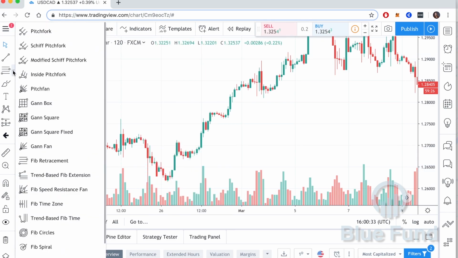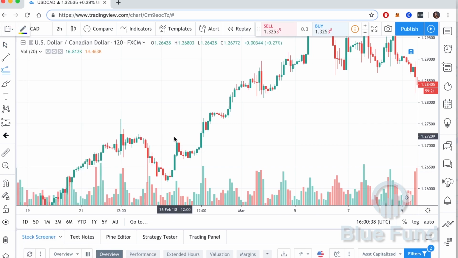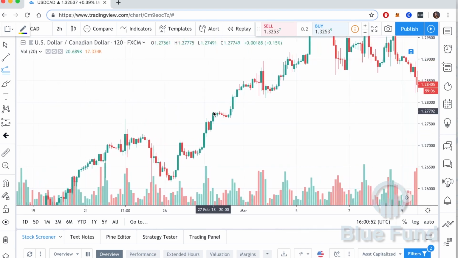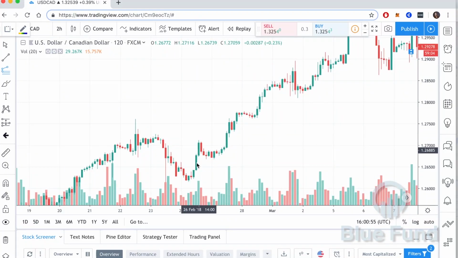And then we have something called the Fibonacci projection or extension tool. What it does is that basically it projects, from the impulsive wave and from the pullback, where the next impulsive wave will probably go and where it will approximately stop. So how do you apply it? You have to start, obviously, with the impulsive wave that is already there. So we're going to start here. We're going to click the tool and then swing low, swing high.